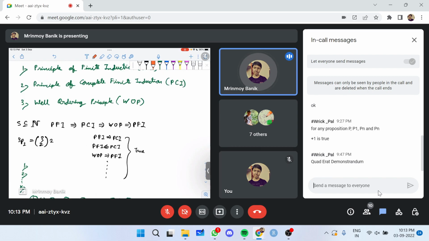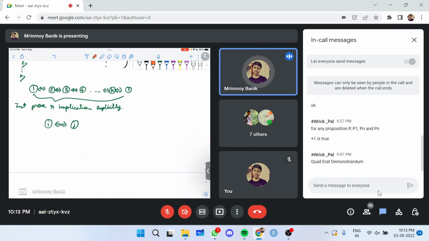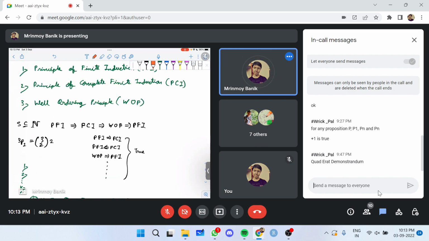Okay, so here we only need to show 3 proofs. PFI implies CFI, implies PCI, and PCI implies WOP, and WOP implies PFI. The order doesn't matter here. You can permute them in the way you feel the proofs are easier to do. Okay, so should I discuss the proofs now, or are they not actually that relevant?